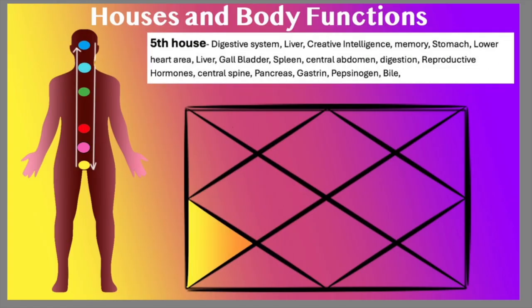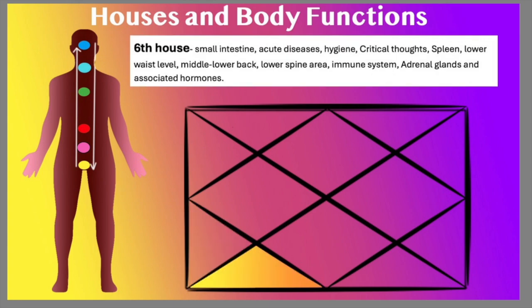Next, if we take the fifth house: your stomach area, the digestive system, liver, your creative intelligence, your memory, your stomach, your lower heart area, everything below the rib cage, okay? Liver, gallbladder, spleen, the central abdomen, digestion, reproductive hormones, the central spine, the pancreas, the gastrin, the pepsinogen, and bile. These are the areas of the fifth house.